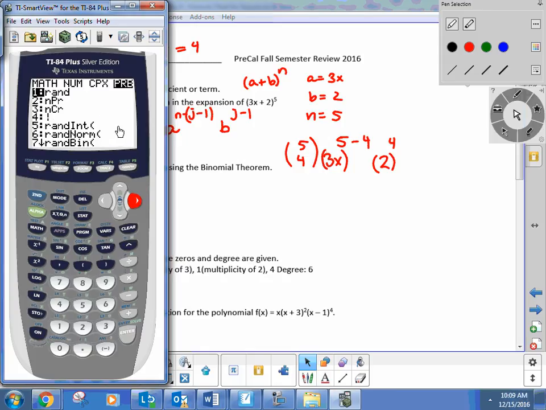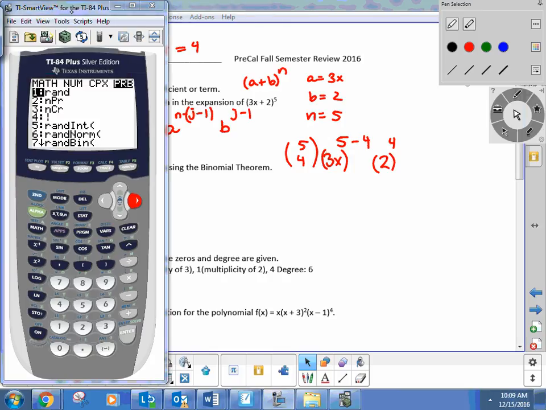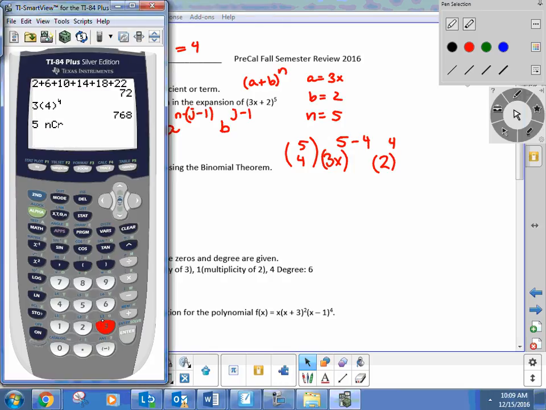So we're going to go ahead and choose that option. We're going to choose 5 choose 4. One of the things, you could do it by hand. I think there might be the formula there. But this is the easiest method.